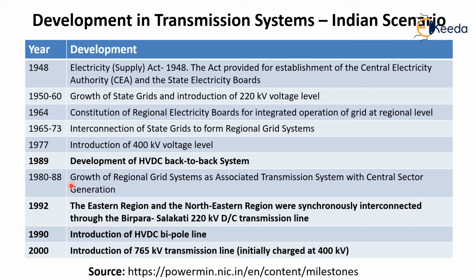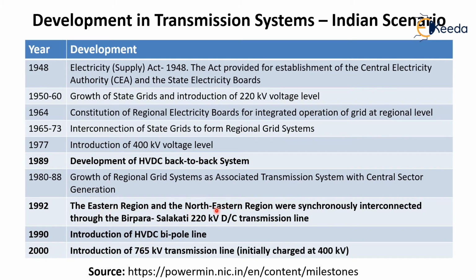In 1992, the first interconnection started. The eastern region and the northeastern region were synchronously interconnected through the Birpara Salakatti 220 kV double circuit line. So in 1990, the introduction of the HVDC bipole line started, and in 2000, interconnection of the 765 kV transmission line, initially charged at 400 kV, started. So this is what I have discussed with students. The eastern region is connected to the northeastern region.